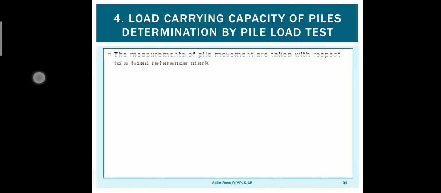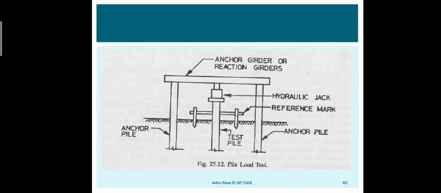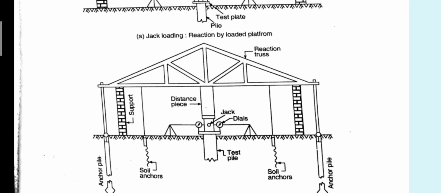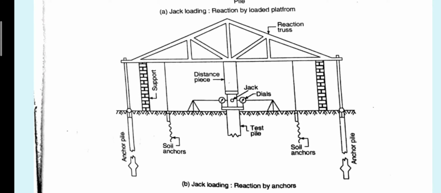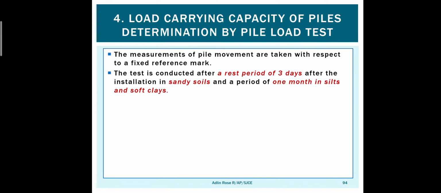Okay, after setting everything up, we fix two dial gauges. You can see two dial gauges placed on both sides of the pile cap. Above the pile we have the pile cap, and on the pile cap we are going to apply the load, and on the pile cap we keep two dial gauges to note the settlement. So we note the settlement using these dial gauges. If it is sandy soil, we take the readings for 3 days, and if it is clay soil, we take the readings for 1 month.